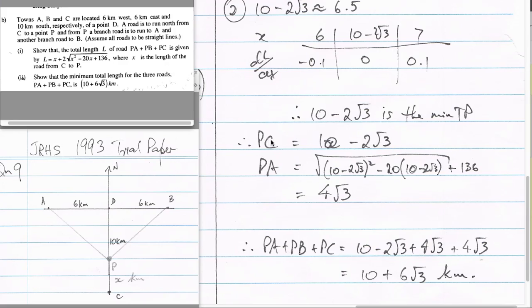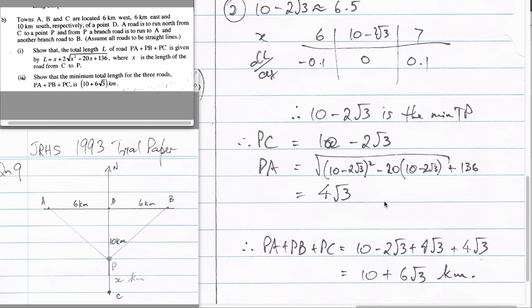Now, PC is x, going back to this diagram, there's x, so that's just 10 minus 2 root 3, and PA was this part of, well, this square root. So by substitution, and I did some working out on the side of the page, I end up with 4 root 3. Okay, and PA and PB are the same, so I've got 10 minus, there's the x value, there's 4 root 3, there's 4 root 3, and my solution is this.